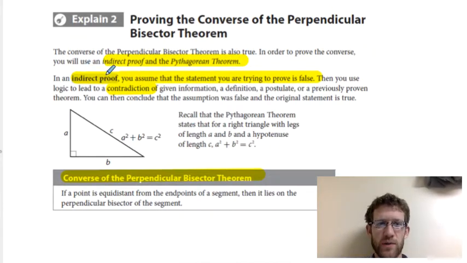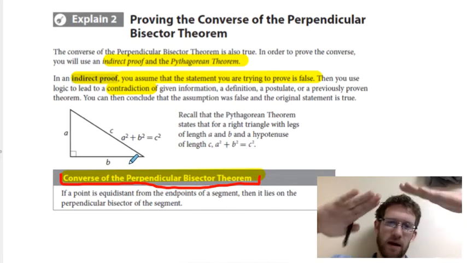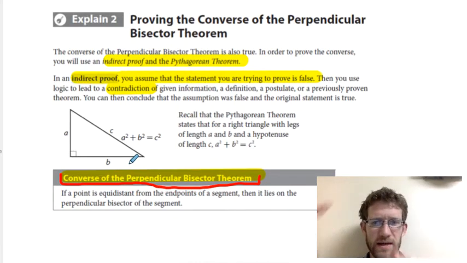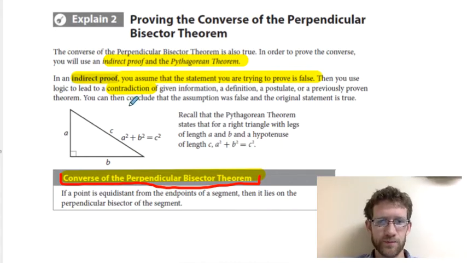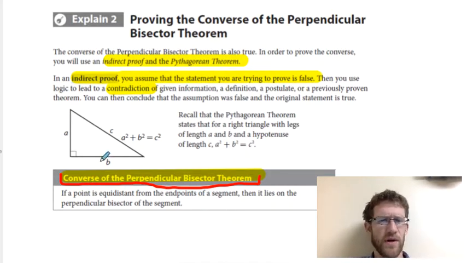It's called an indirect proof, where instead of proving this converse theorem, what we're going to do is assume that this theorem is false, and then try to prove it true. And when we get to a logical conundrum, like 1 equals 2, or something not equal to itself, then we know that the false version can't be true. So it's like this weird double negative.